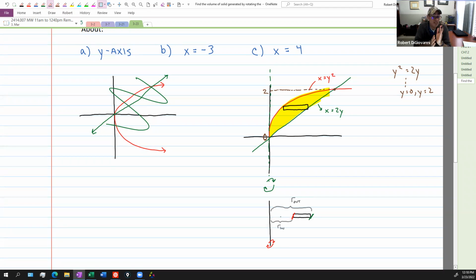But because my axis of rotation is the y-axis, isn't R out just the green function and R in just the red function? That's all they are, because my axis of rotation is actually the y-axis. So this should be the green one, which is 2y, and this one should be the red one, which was y squared.